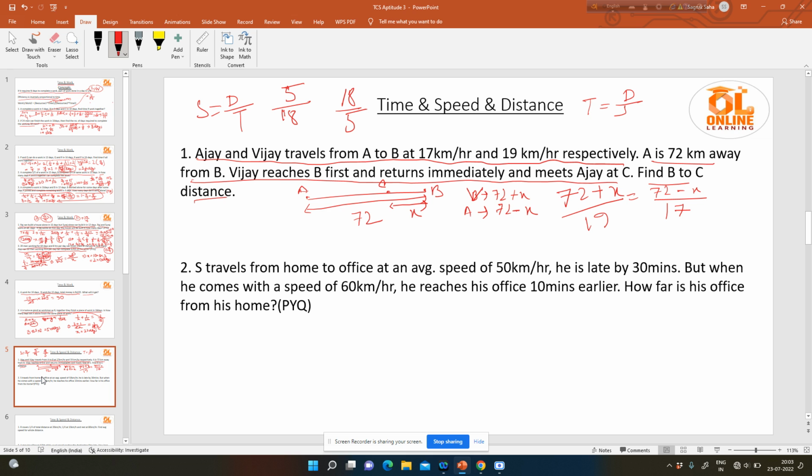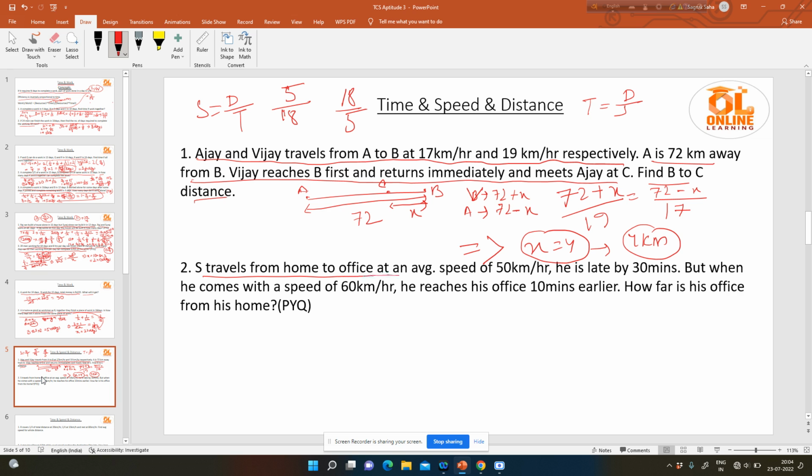Now if we solve this, we will have x is equal to 4. You can solve it and you can tell me if you are finding anything else. x would be 4. So what is the distance between B and C? It is 4 kilometers. Okay, 4 kilometers would be your answer. Hope you have understood. Now let us move to the next question. It is a very important question, and also it is a previous year question.